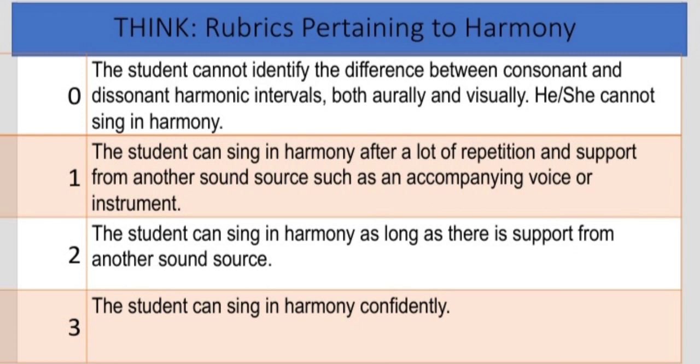Then you score 1 if the student can sing in harmony after a lot of repetition and support from another sound source such as an accompanying voice or instrument. 2, if your student can sing in harmony as long as there is support from another sound source. 3, the student can sing in harmony confidently.